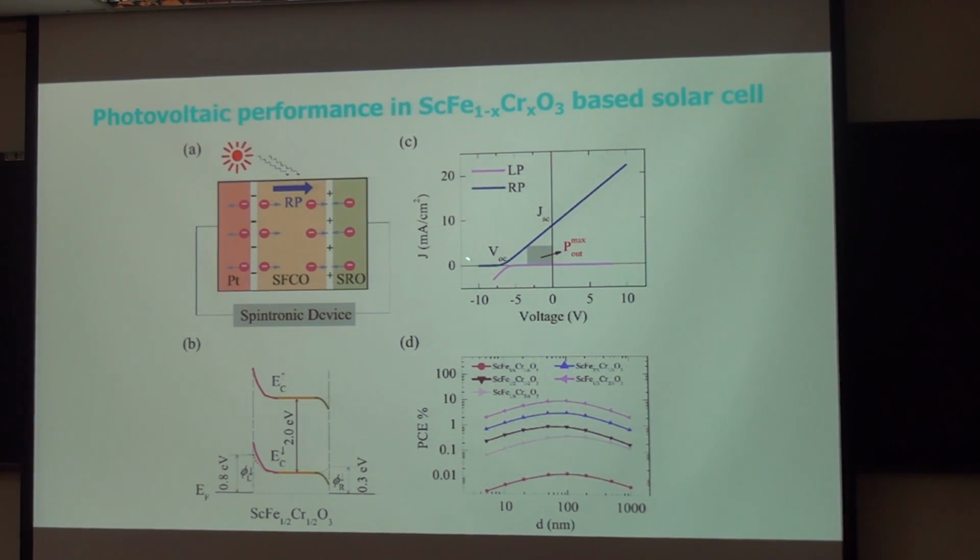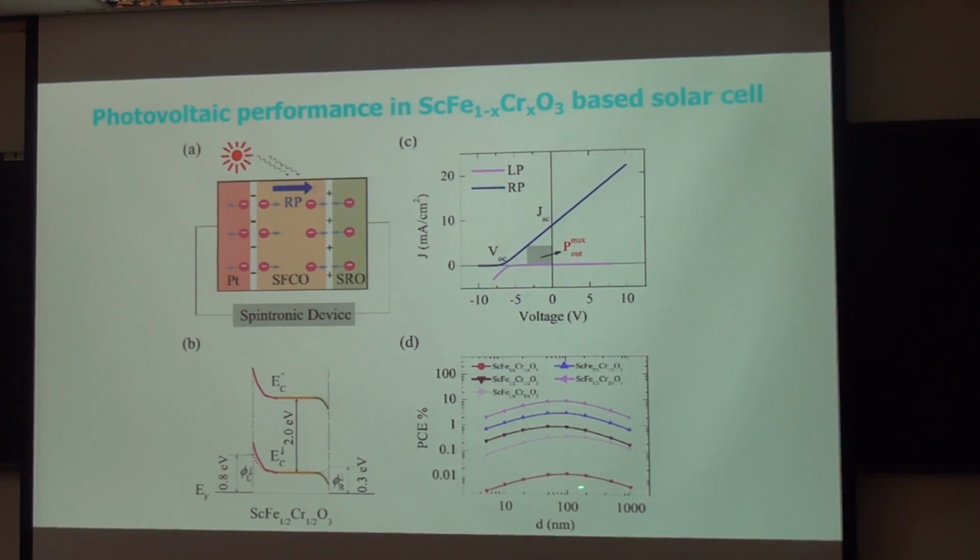To do this, we have constructed a sandwich structure composed of a semiconductor, that is, a multiferroic dipolar material as well as two electrodes. In this structure, we have calculated the transport properties using first principles input data. And finally, we have this result. We can find the ultimate power conversion efficiency is around 10%.